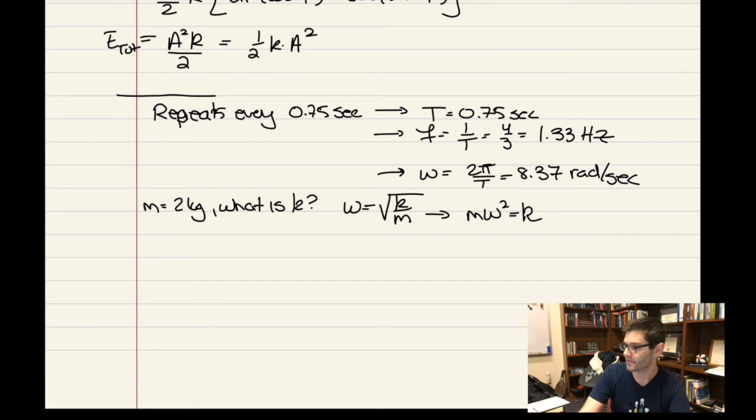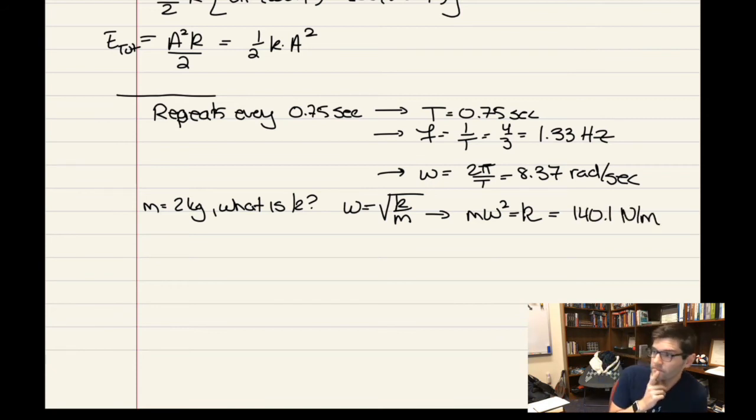This one I actually forgot to calculate in advance. So in this case, I guess it is just 2 kilograms times 8.37 squared, which gives me a spring constant of about 140.1 newtons per meter. Again, notice I said nothing about the amplitude. Nothing, it repeats every 3/4 of a second. It doesn't matter what that displacement was.